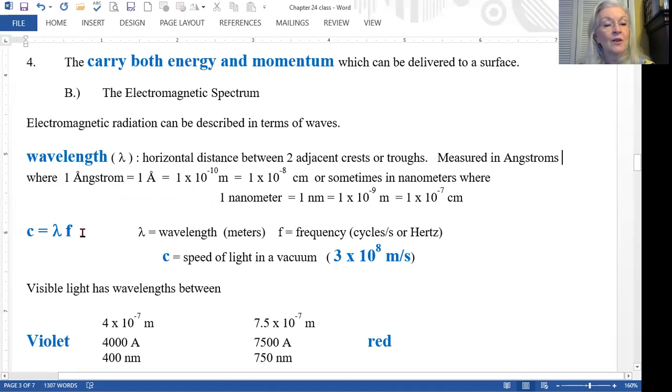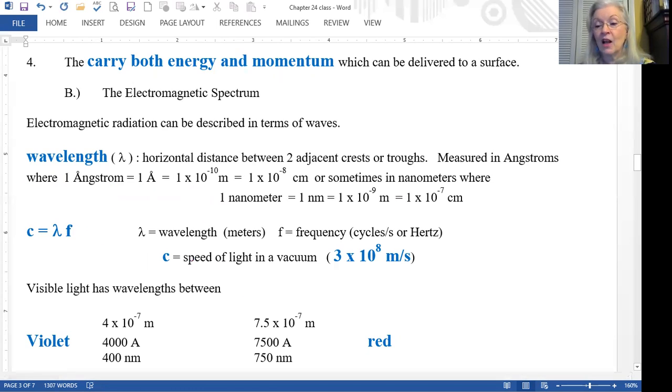Now you do need to know this equation, c equals lambda f. These are all lowercase letters: lowercase c, lowercase lambda, lowercase f. c is the speed of light in a vacuum, so 3 times 10 to the 8th meters per second. Lambda is the wavelength measured in meters, and f is the frequency measured in hertz or cycles per second.